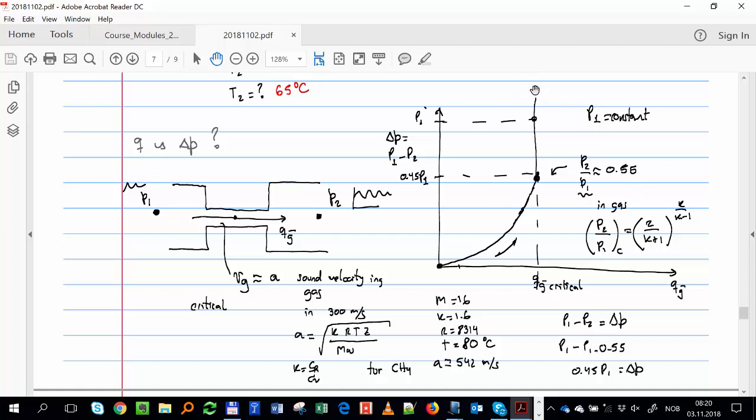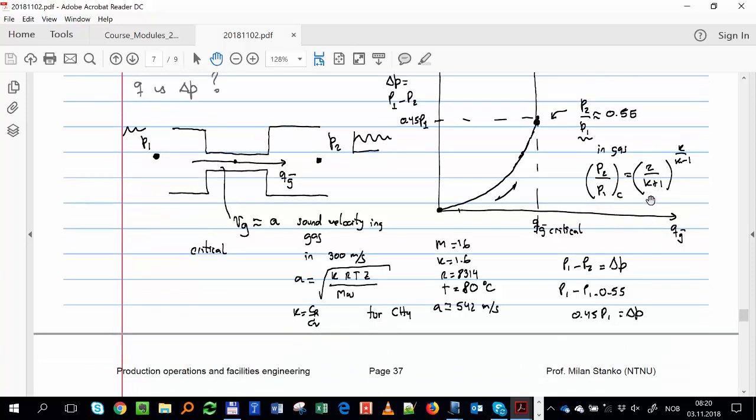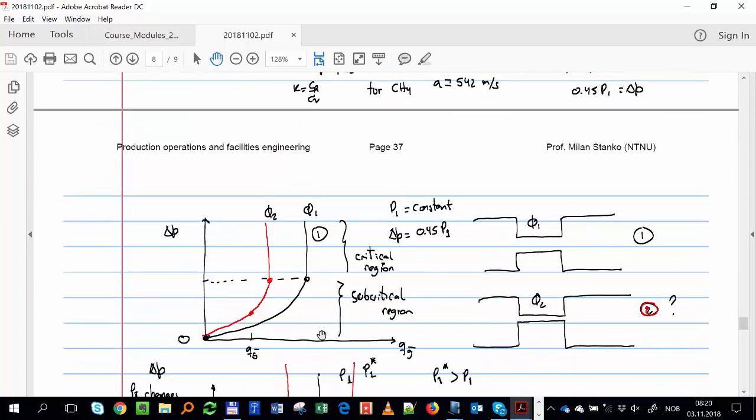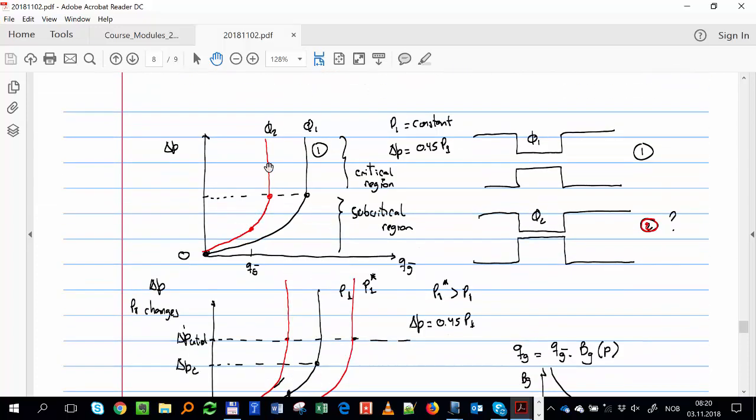Okay, so that's what we call the critical regime, and I told you it happens usually when P2 divided by P1 is 0.55, or you can use that expression where K, be careful, is not permeability, but it's Cp over Cv, this gamma, the ratio of specific heats. Then we did an experiment. How does it change with diameter? And we said, well, the critical point doesn't change. Okay. What is going to change is at which rate you reach that critical point. If you have a smaller diameter, well, you're going to reach that delta P at the lower Q.